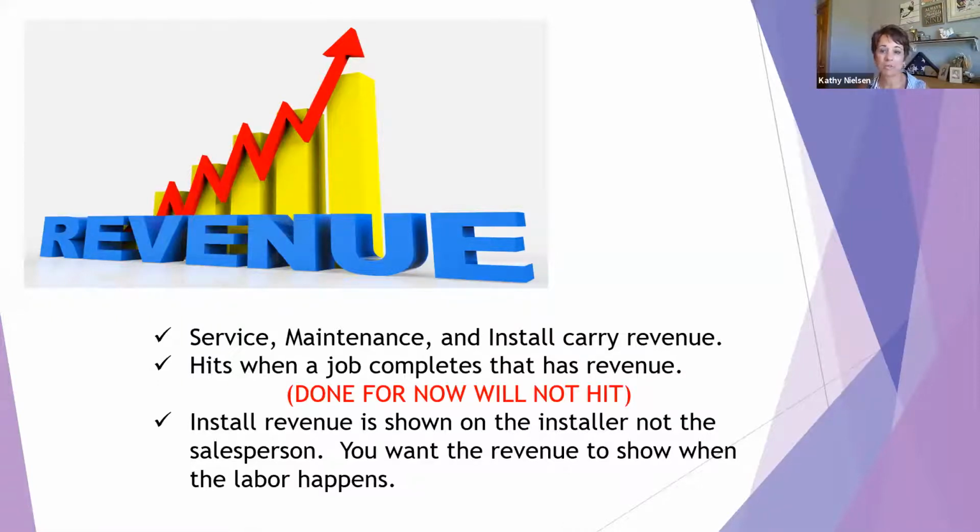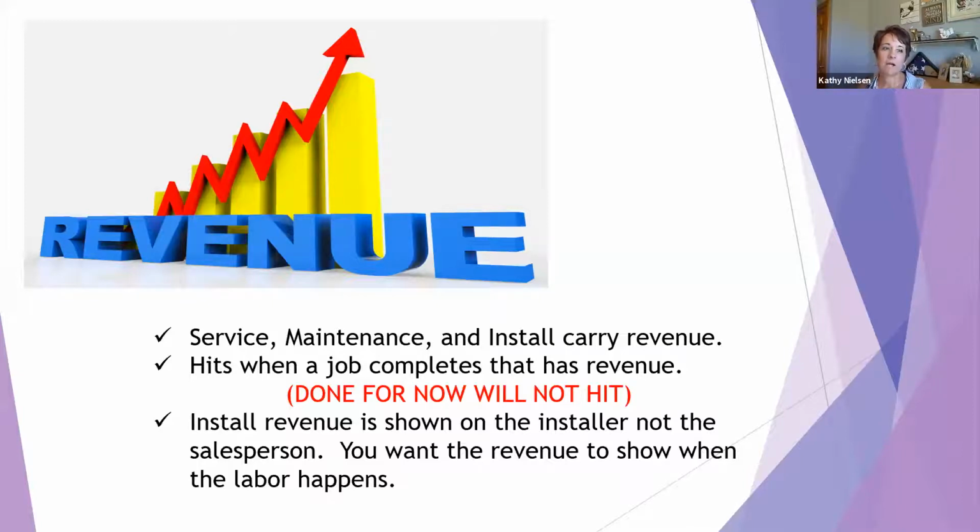Install revenue shows on the installer, not on the salesperson. The salesperson's numbers show in sales. You want the revenue to show when the labor happens. I see a lot of people changing splits to put revenue back on the salesperson, and that's technically not correct because, again, you want your revenue to hit in QuickBooks where that labor happened.